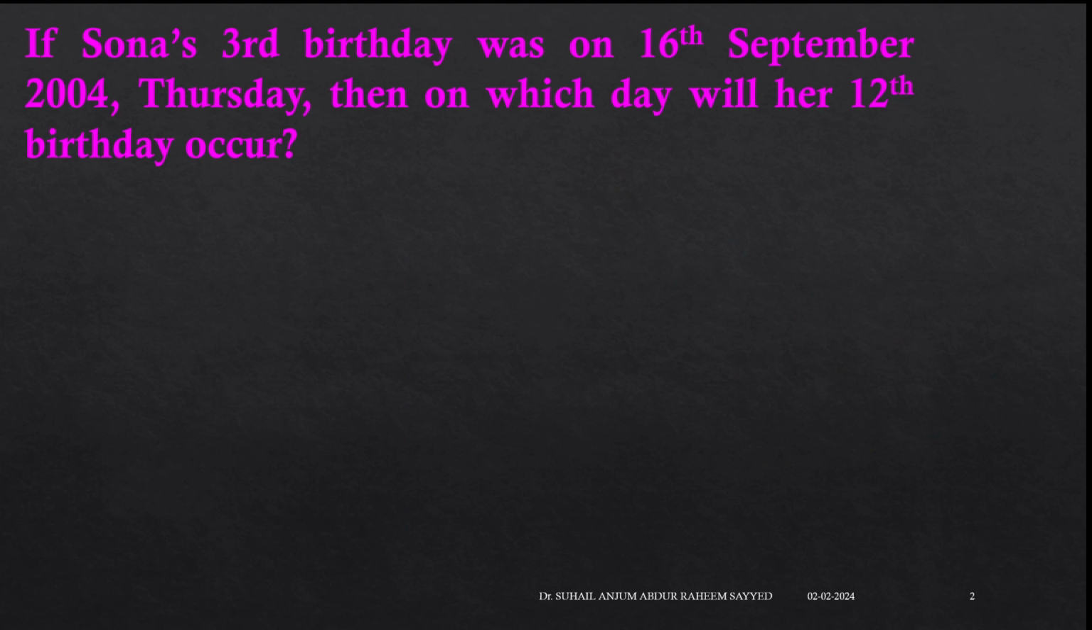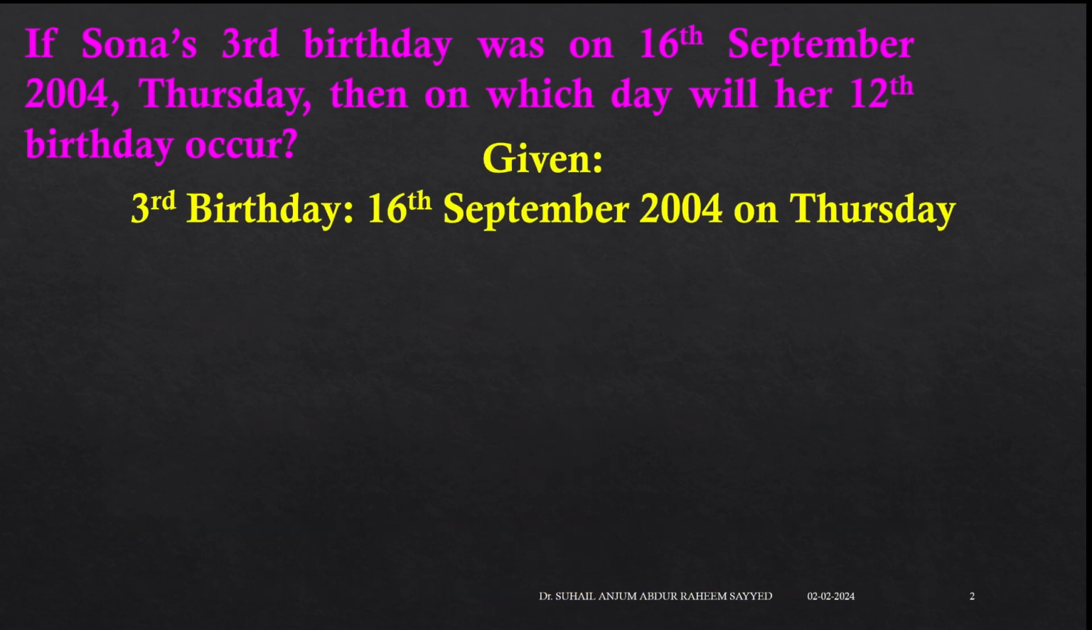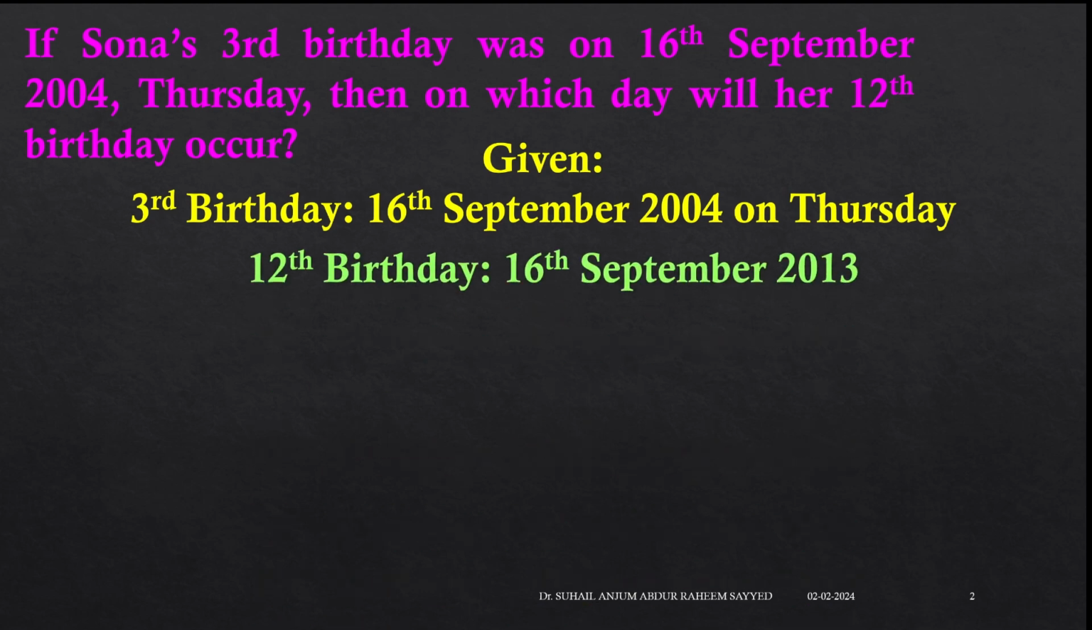If Sona's third birthday was on 16th September 2004, which was Thursday, then on which day will her 12th birthday occur? Here it is given that the third birthday on 16th September 2004 is on Thursday, and we have to find out the 12th birthday, that means we have to add 9 to 2004. Therefore, the 12th birthday will be on 16th September 2013.